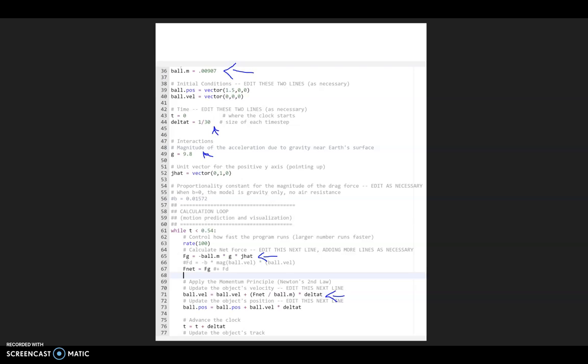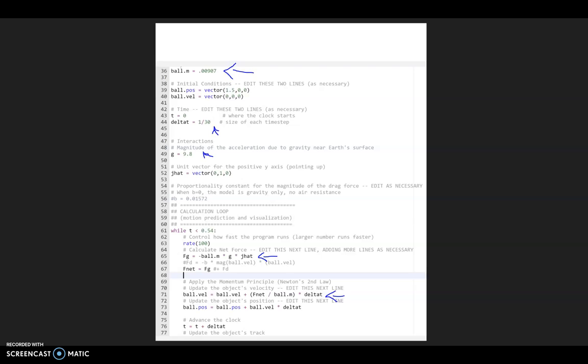Here is the code I used for my first model, which only accounted for the force of gravity. Some key elements to note in my code is the mass of the object, which for the cup was 9.07 grams, or, in this case, 0.00907 kilograms. I made delta t equal to the frame rate of my video, which was 1/30th of a second. The magnitude of gravity that I used was 9.8 meters per second squared. The force of gravity, which in this model was also equal to the net force on the object, was the negative product of the mass of the cup times gravity.